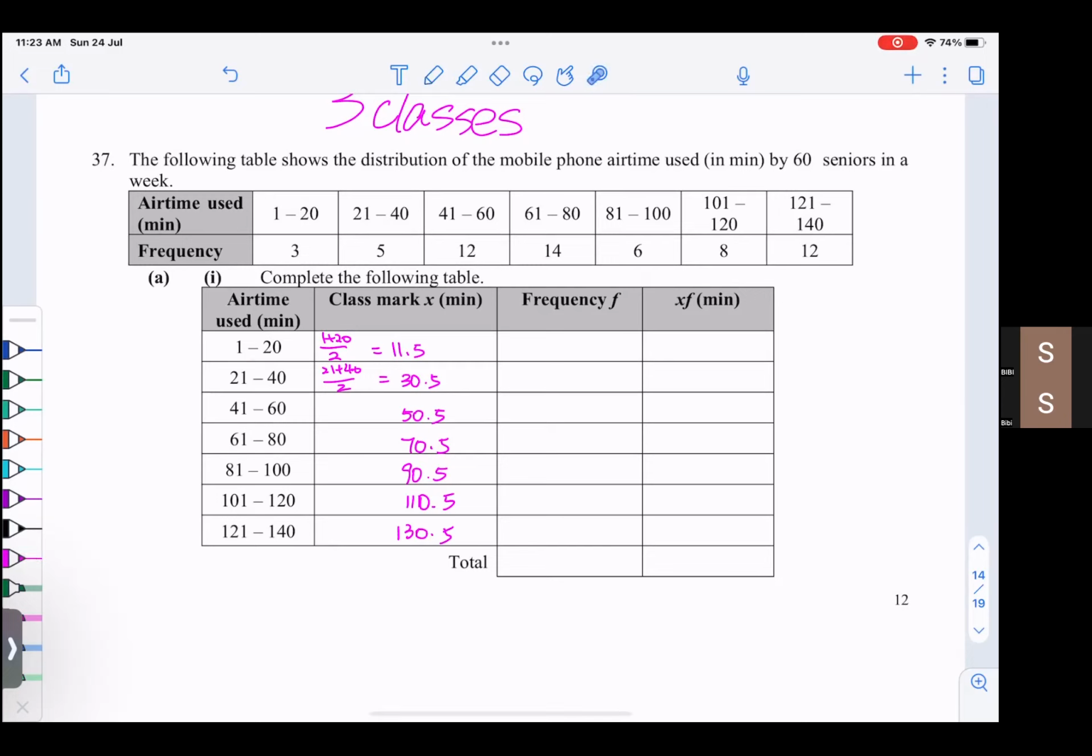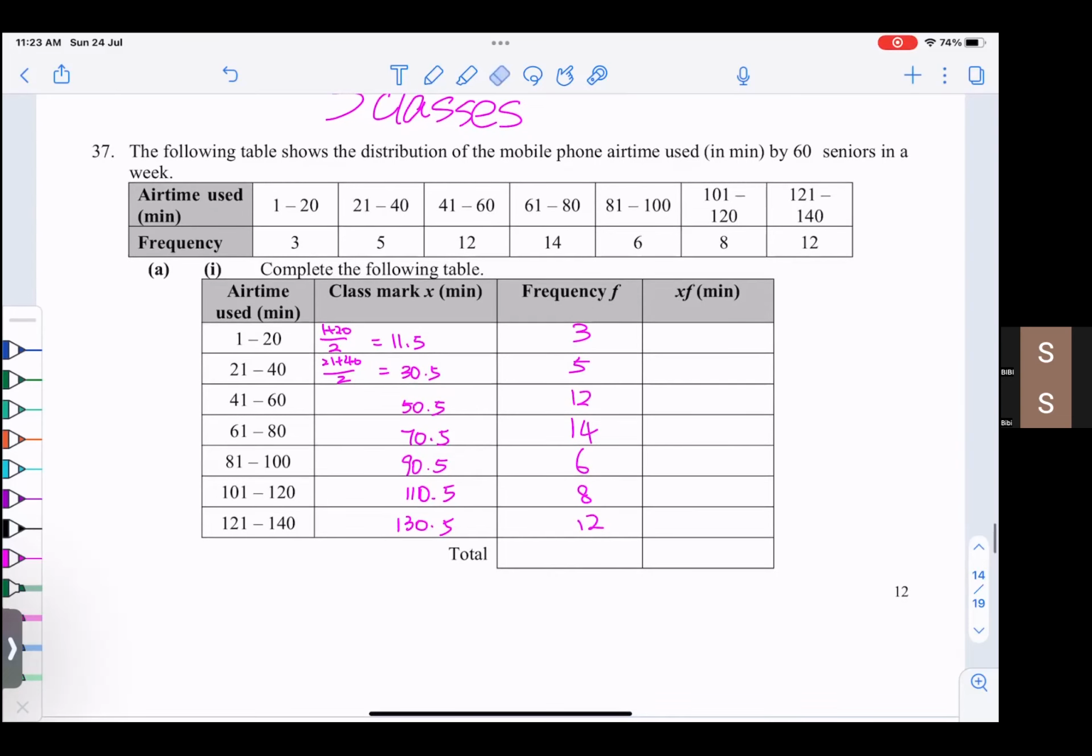So for this one, airtime used minutes, 1 to 20 minutes. How many people are there? 3. So you also write that. Just complete the table and then we'll do it. How about this? X times F. So here we don't times with this whole thing. We don't times with 1 and 20 and everything. We times with the class mark. So 3 times 11. Oh, sorry, I counted wrong. So it should be 10.5. So you count 3 times 10.5 will be 31.5.